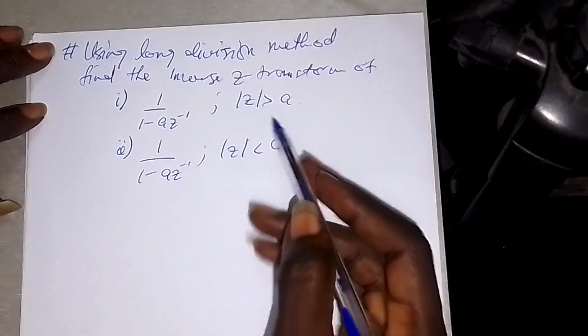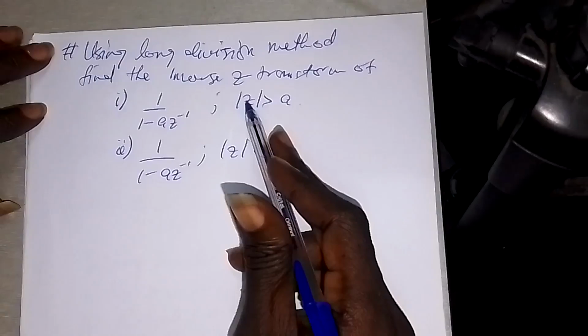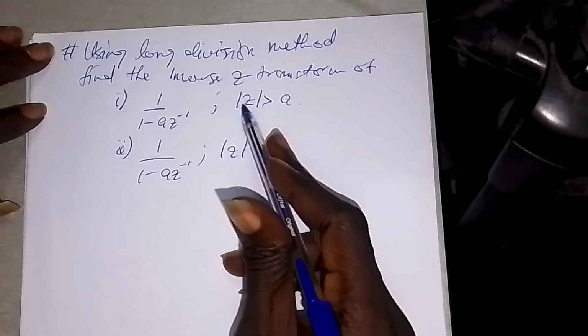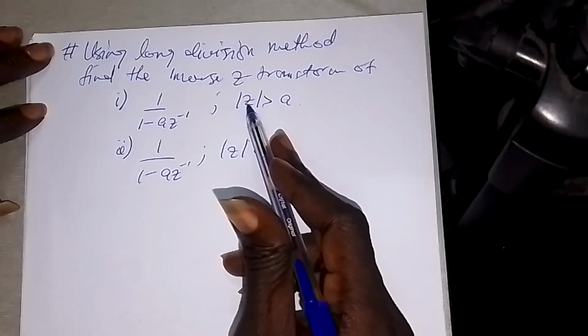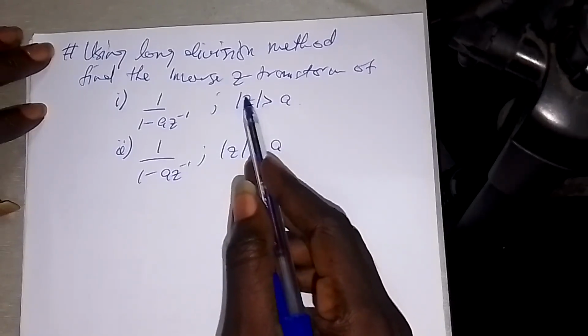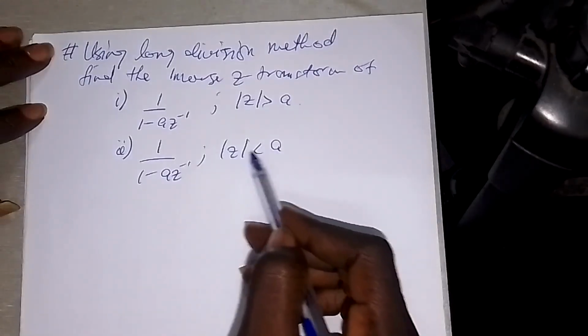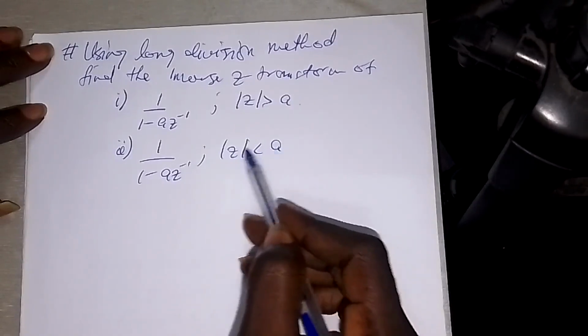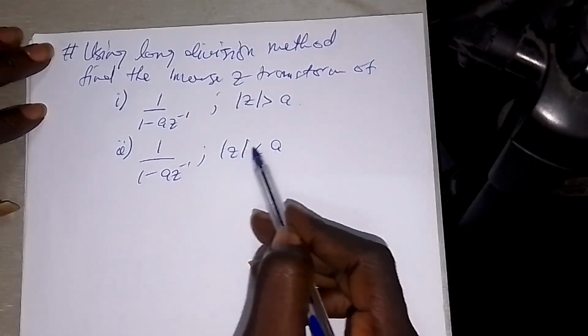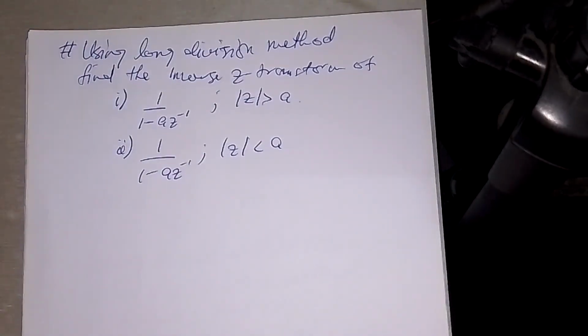Please, when you see z greater than a, that means the sequence is right-sided, so our sequence should be at the right side because z is greater than a. And here it's a left-sided sequence or anticausal sequence, because it's lying at the left, at the negative of a.